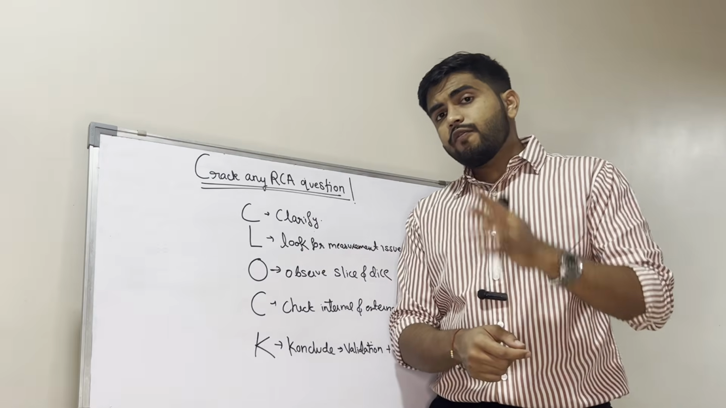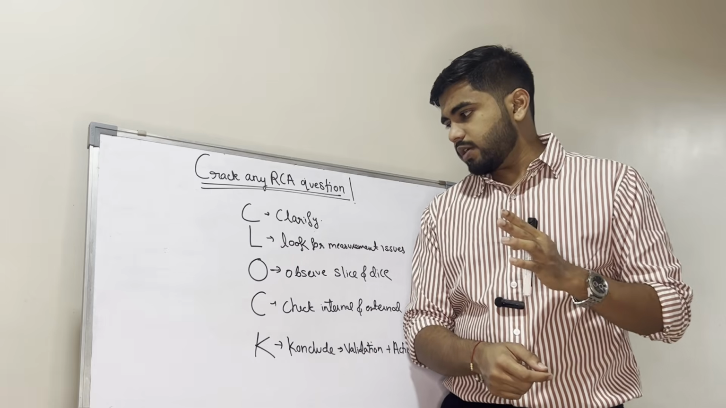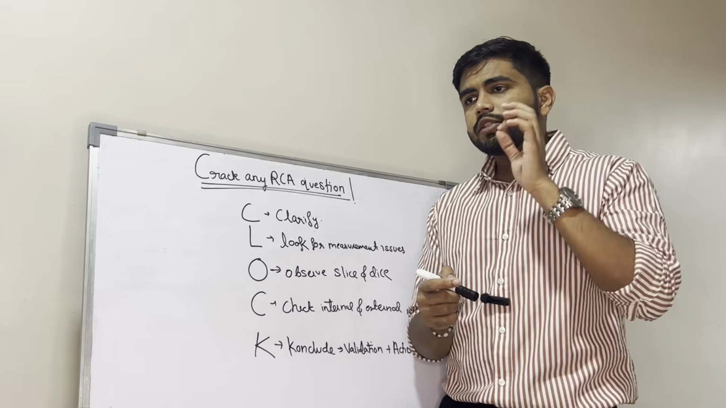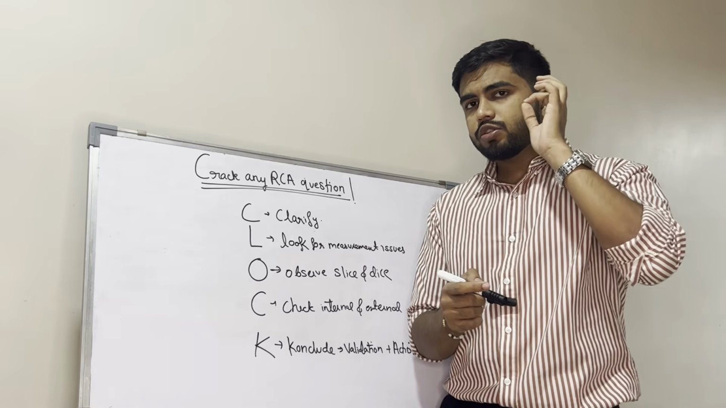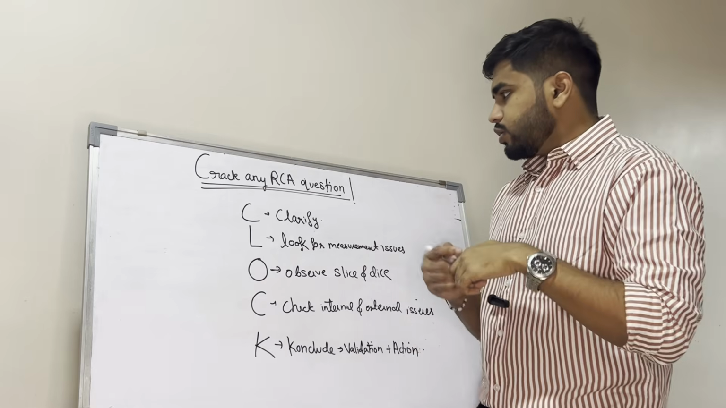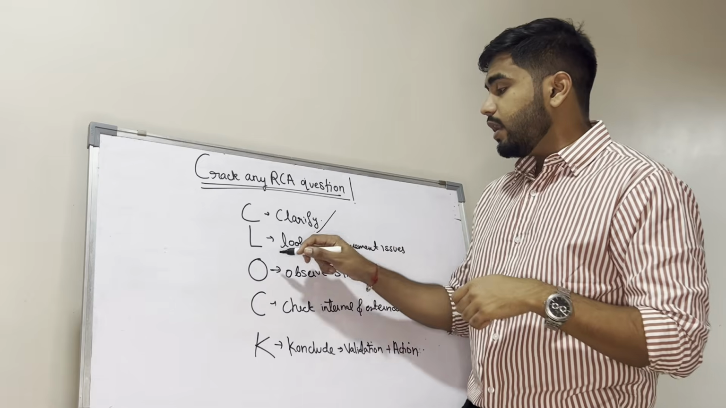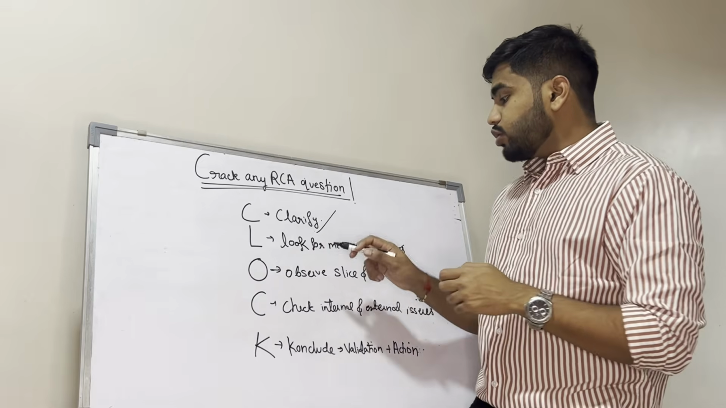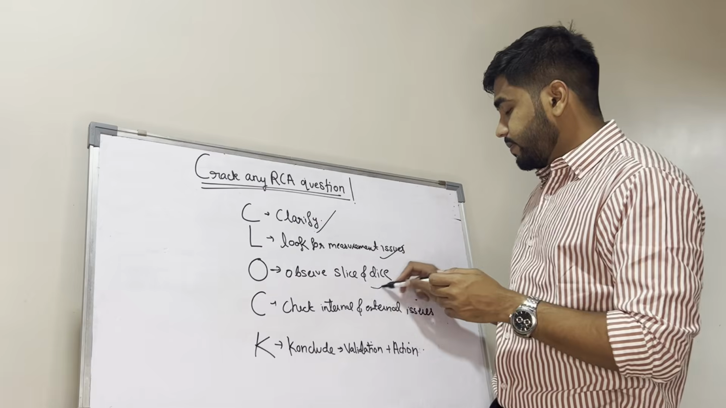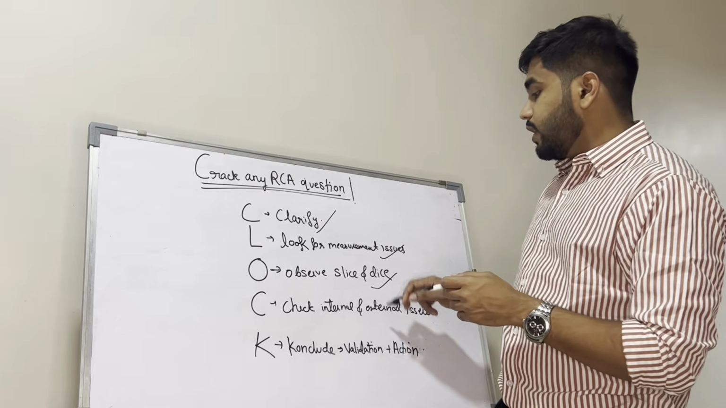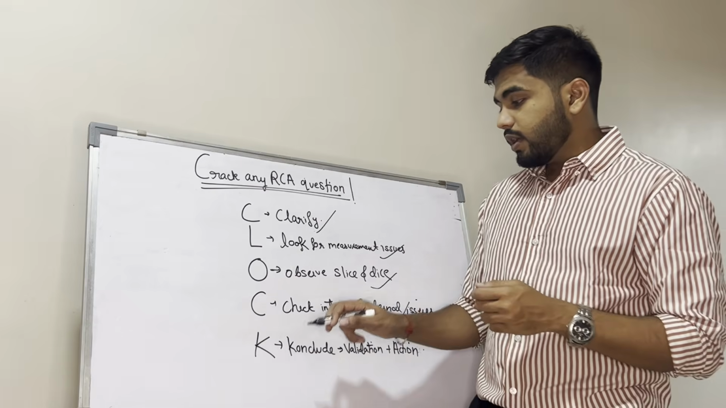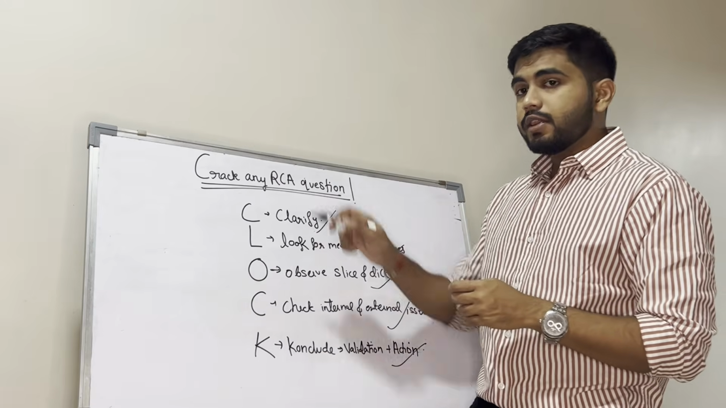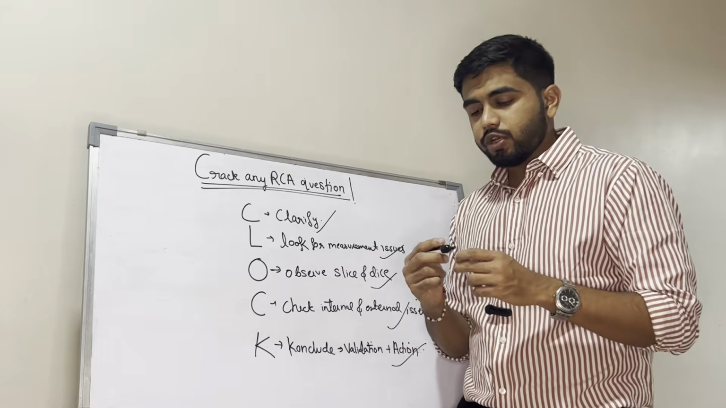So let's come to the framework that I use in RCA questions. I call it the CLOCK framework. A framework just helps you with the order in which you should answer a particular question. First, C is clarify, L is look for measurement issues, O is observe, slice and dice, C is check internal and external issues. What is K? K is conclude with validation and action. This is the order in which I go for my RCA questions.